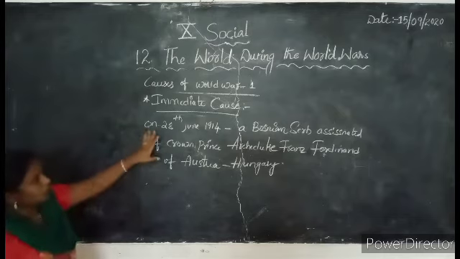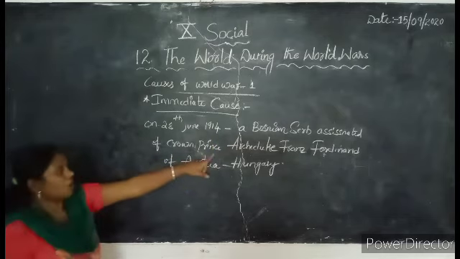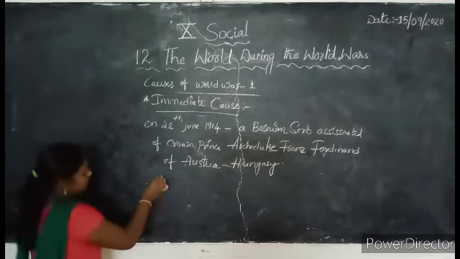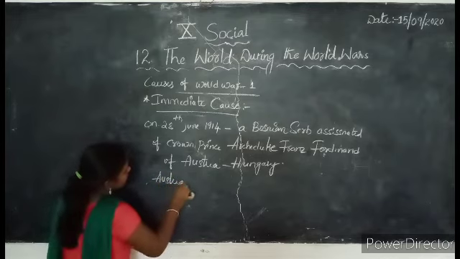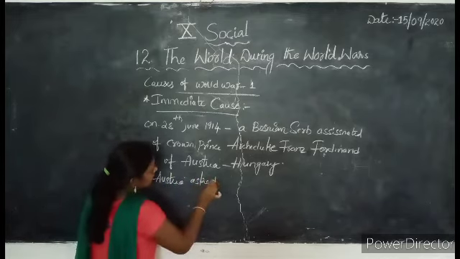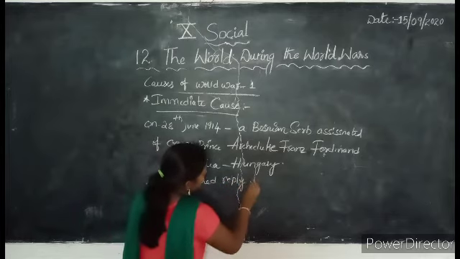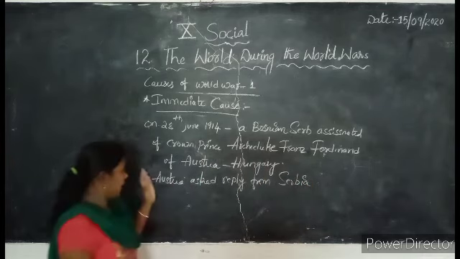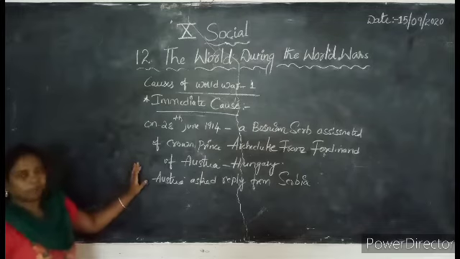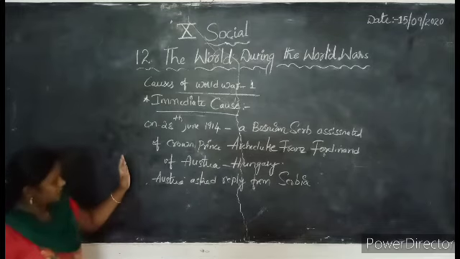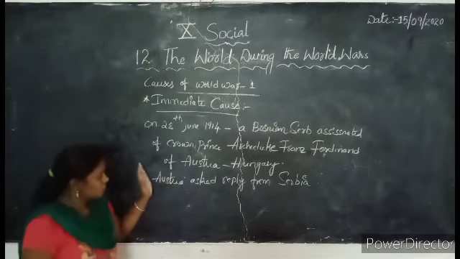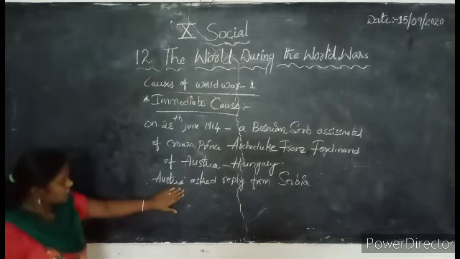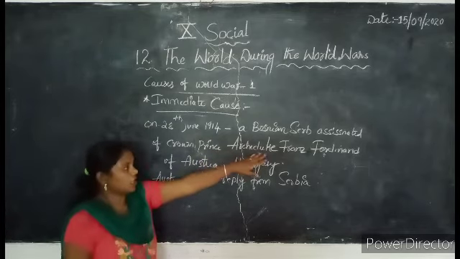So now the Bosnian Serb assassinated the Archduke Franz Ferdinand. Now Austria asked for a reply from Serbia. Yes, they gave 48 hours time to reply. Again, they extended their time to nearly 1 month. So, after 1 month, Serbia replied to Austria on the assassination of Crown Prince Archduke Franz Ferdinand.